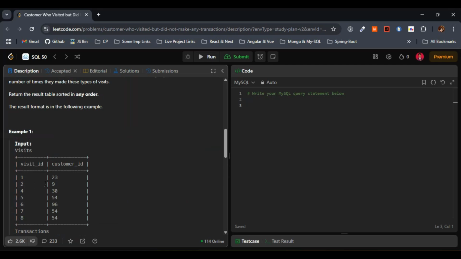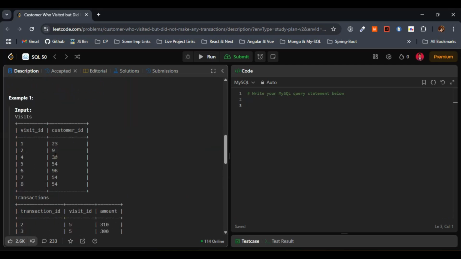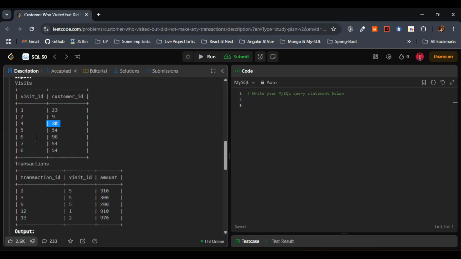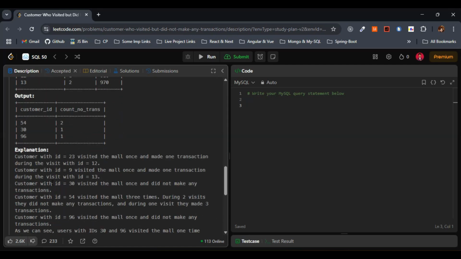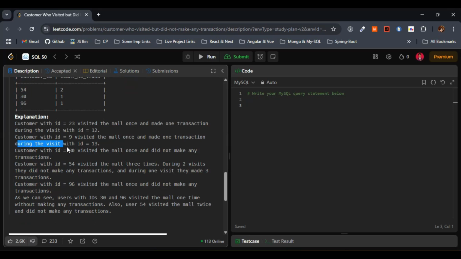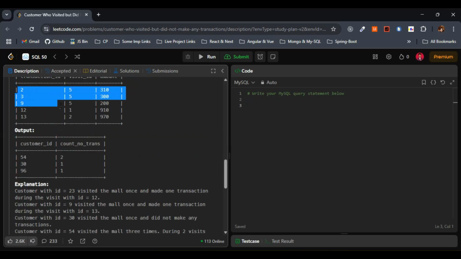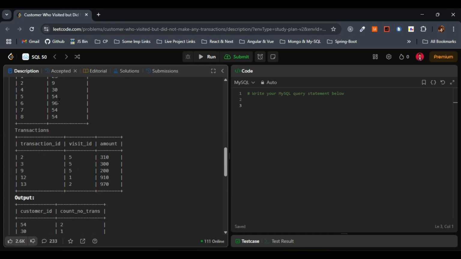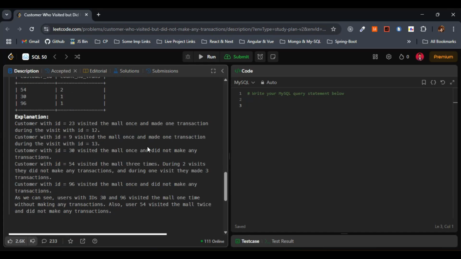So we have this one transaction ID for 1 and 2. Let's go with the 30. So 23 and 9 we have. So let's go with the 30 here. Accordingly with the question we should get for 4, 5 and 6. The customer has visited the mall but no transactions are made. Right here you can clearly see. In this case customer with ID 30 visited the mall once and did not make any transactions. You can clearly see here, they didn't make any transaction here, right? Same goes with this one 5 and 6 as well, I mean this one 54 and 96 as well.